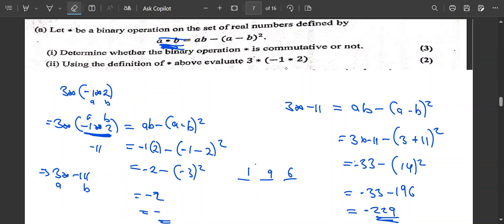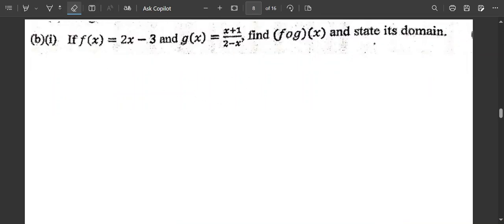So this commutative form, it will be this. Okay, so if f of x is given as 2x minus 3 and g of x is equal to x plus 1 over 2, all squared, find fog and state its domain. So we are saying find fog, meaning that the g of x will go into f of x. That's the meaning. So we'll bring f of x there.